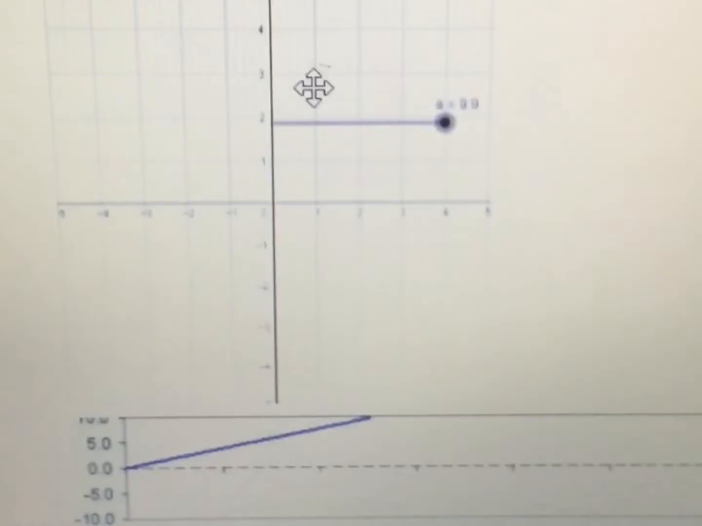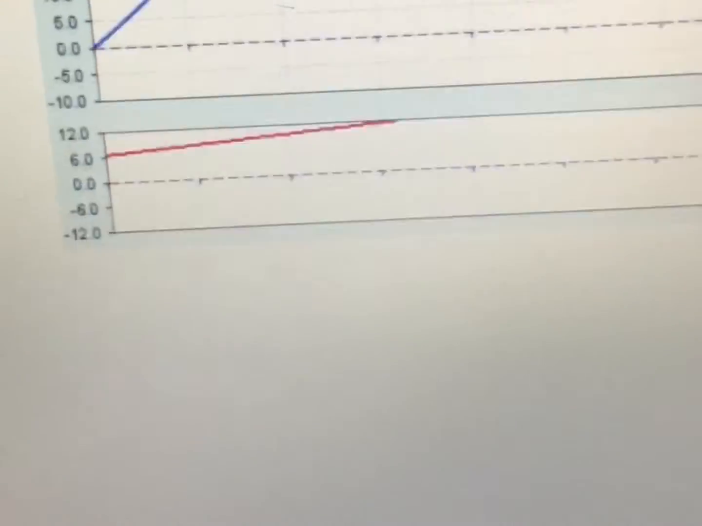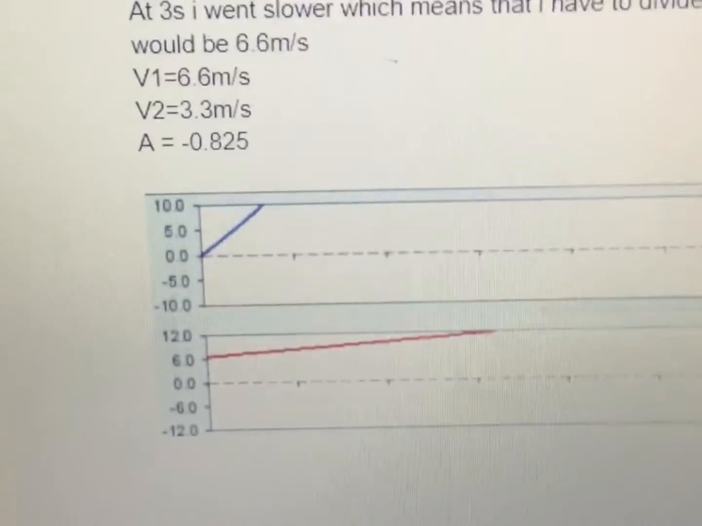Got graphs here showing the uniform motion. This one here is nice too. Go on up here, and we'll... Don't mind that word up there.